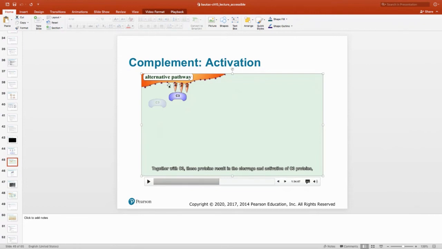You'll notice that this is not part of the adaptive system. This is still part of the secondary defense mechanism of the innate system. Together with C3, these proteins result in the cleavage and activation of C3 proteins, which in turn activate the rest of the complement system.